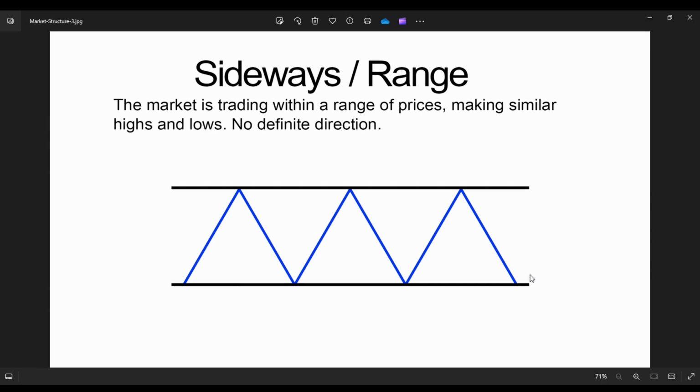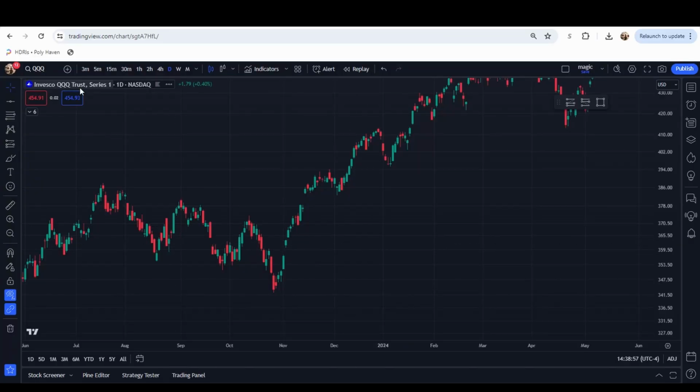So let's get into what it looks like on the charts. All right, so we're on the QQQ chart. We're on the daily chart, the daily time frame. And to be clear, the higher time frame structure holds more weight than the lower time frame structure. Just like we said in support and resistance, the higher time frames hold more information, right?